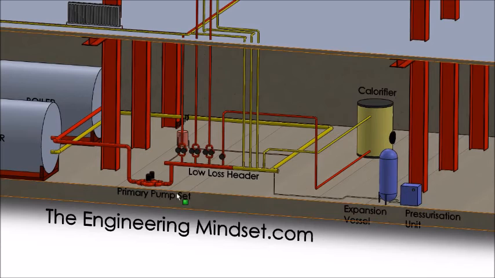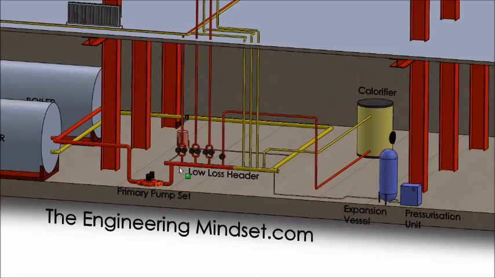The same as when the water in this loop increases or decreases in temperature, then it's going to change in density, and that's also going to affect the pressure as well. So this expansion vessel and the pressurization unit is plugged into that, usually somewhere around the low loss header. There's a couple of places it could be, but it's usually located here, and that's just looking at the pressure there, and it's going to react to that.